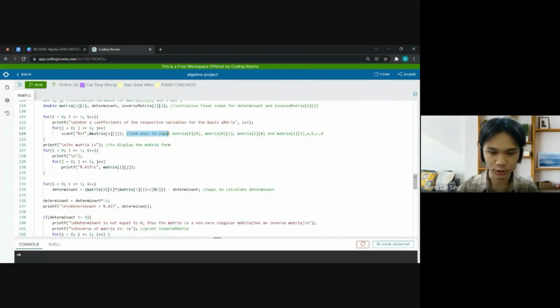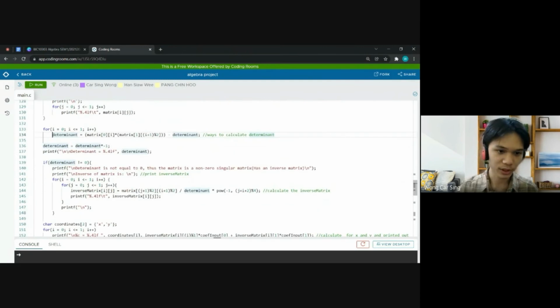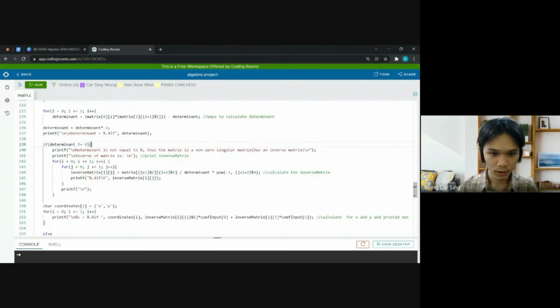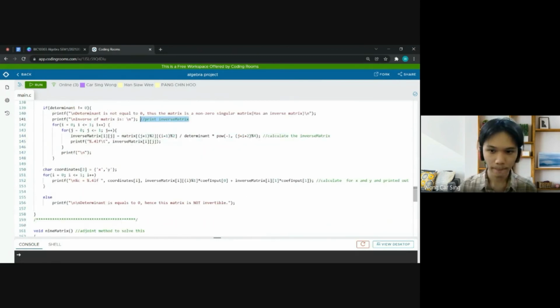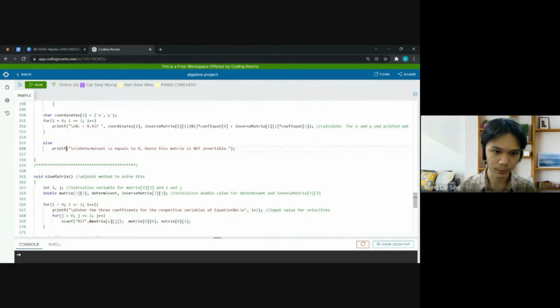So first, ask the user to input the values A, B, C, D, and then show them in matrix form. And this is the formula to calculate the determinant. If the determinant is not equal to 0, then the system will print that the matrix is a non-singular matrix and has an inverse matrix. Then it prints the inverse matrix, calculated by multiplication, and prints out the values of x and y. Else if it is equal to 0, this matrix is not invertible.